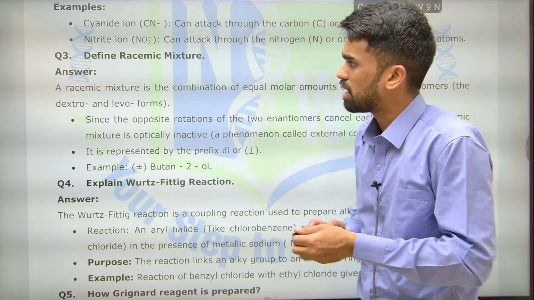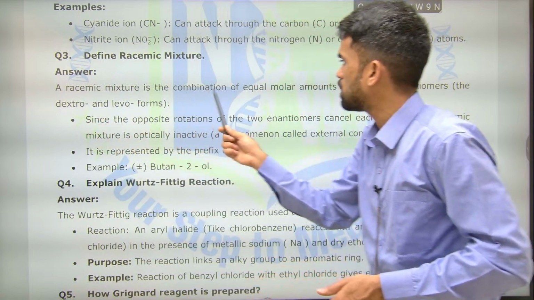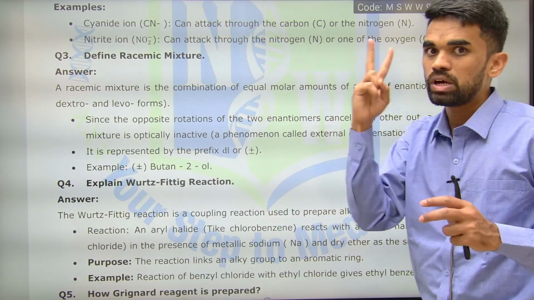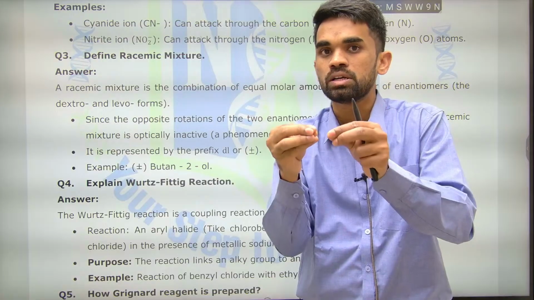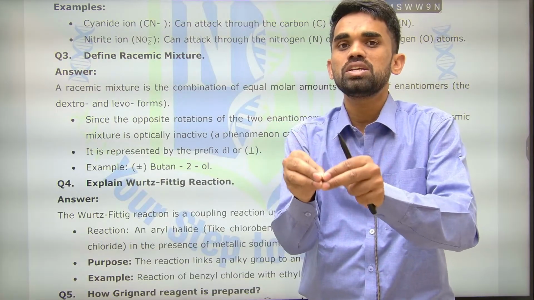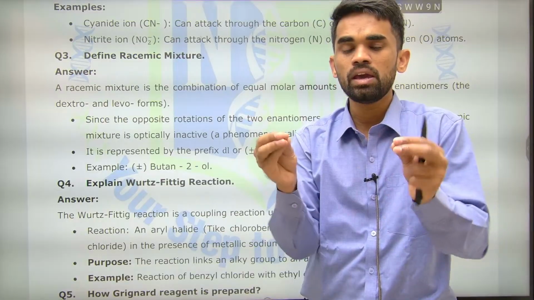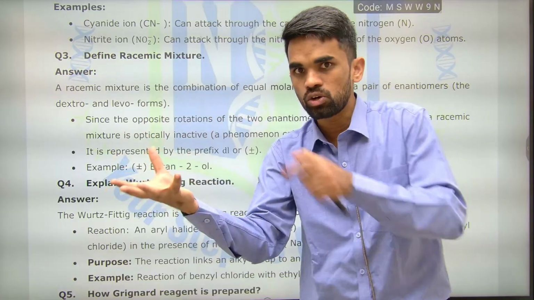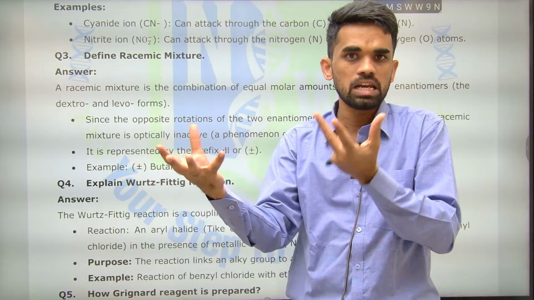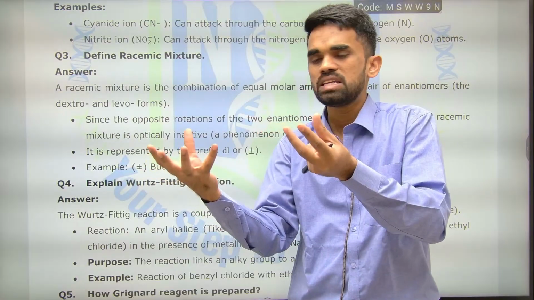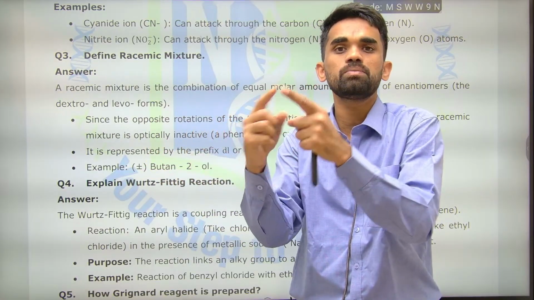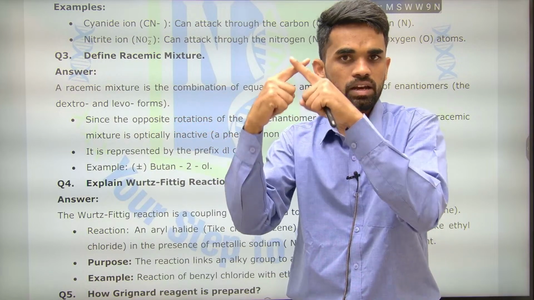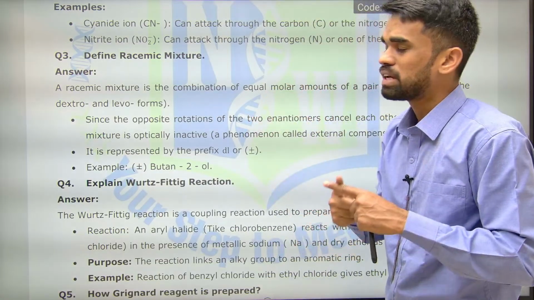So now read the statement. The racemic mixture is a combination of equal molar amounts of a pair of enantiomers. If two enantiomers are of equal amount in the mixture, then that mixture is considered to be a racemic mixture. And a racemic mixture is optically inactive, because we know if the dextro molecule is rotating right side, then this levo will rotate left side. Since they are equal amounts, both of them cancel out each other, and net rotation becomes 0. So that's why it is optically inactive.